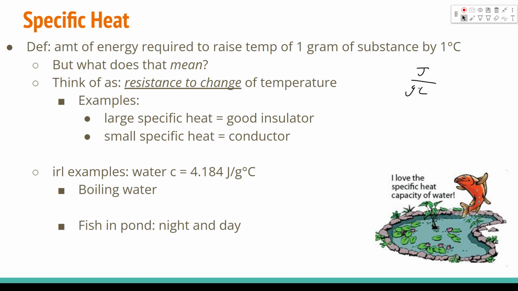Another real life example of this is fish in a pond. If we have a pond outside, between night and day the temperature of that pond will not increase or decrease that much, assuming normal weather conditions. And so the fish in the pond are going to live just fine, because of the high specific heat of the water. The water is holding its temperature really well, so the fish are not going to go crazy because the temperature change is not very different between day and night.